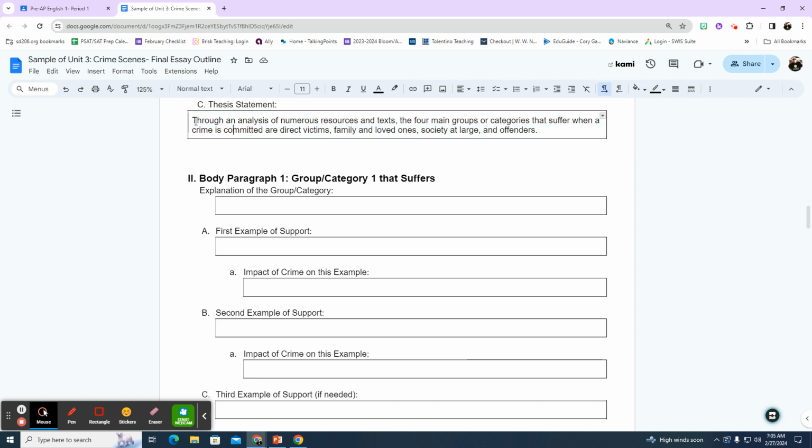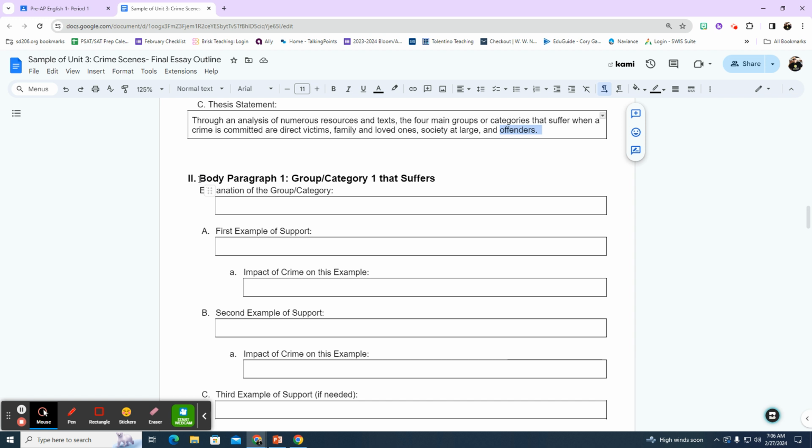So, just to review my thesis statement really quickly, and yours should look something like this. It says, through an analysis of numerous resources and text, the four main groups or categories that suffer when a crime is committed are direct victims, family and loved ones, society at large, and offenders. So, again, these are the four different categories and groups that I'm going to be talking about in my essay. But remember, you might have four different ones depending on what you outline. So now you're ready to do your body paragraphs.